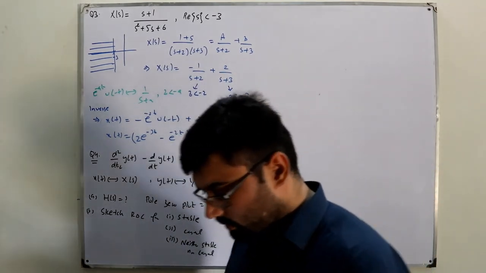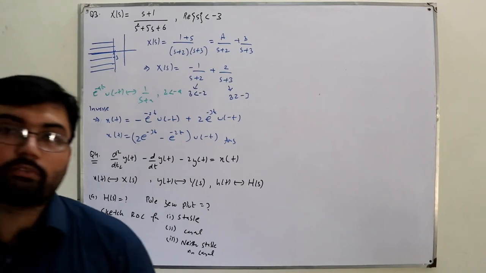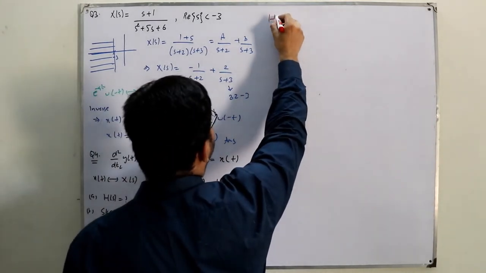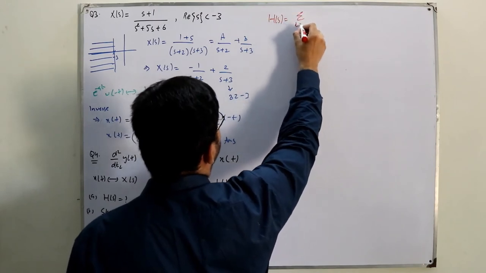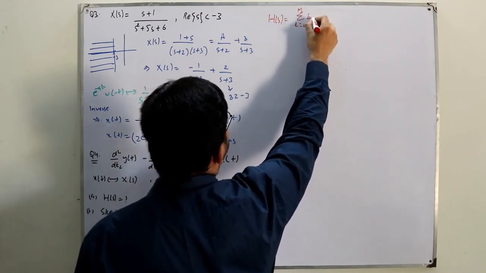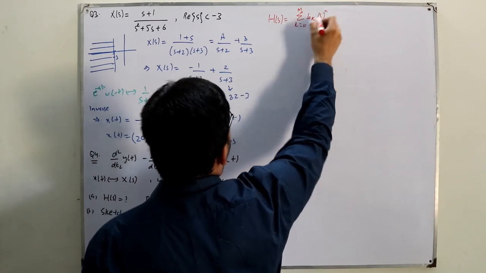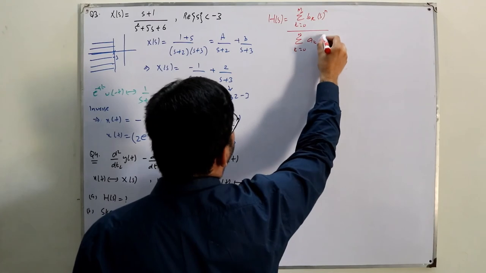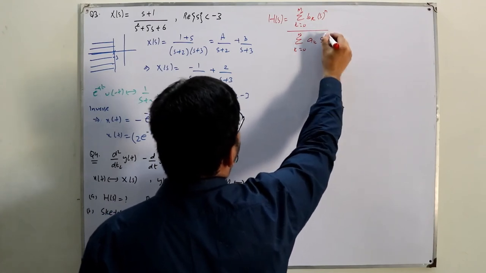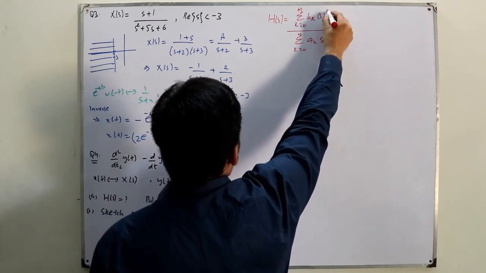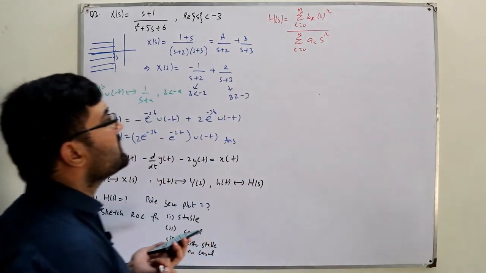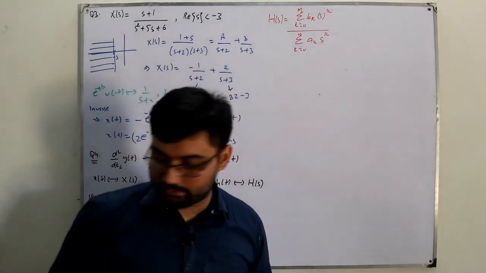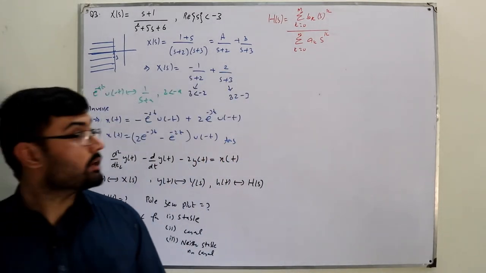Question number 4. We know from the formula, H of s is equal to what? H of s is equal to summation k running from 0 to m of b k s to the power k, divided by summation k running from 0 to n of a k s to the power k, in both the cases. a k for y terms, b k for x terms, and k the derivative, right? So anyways, have a look.